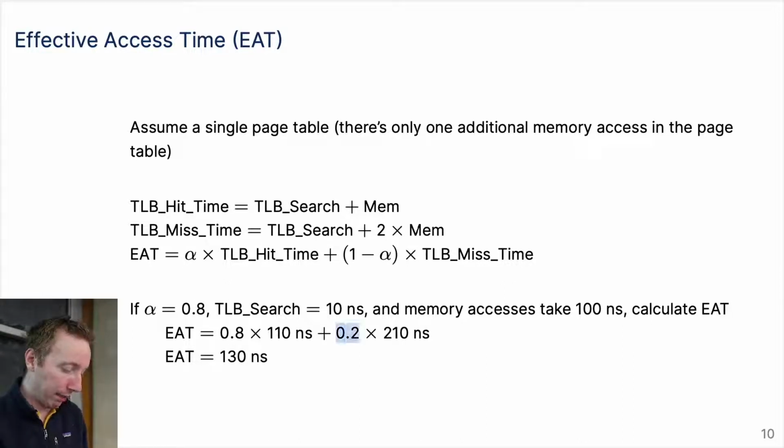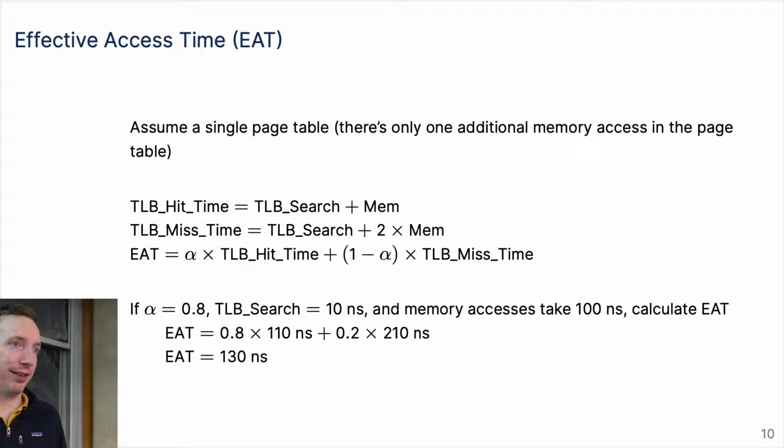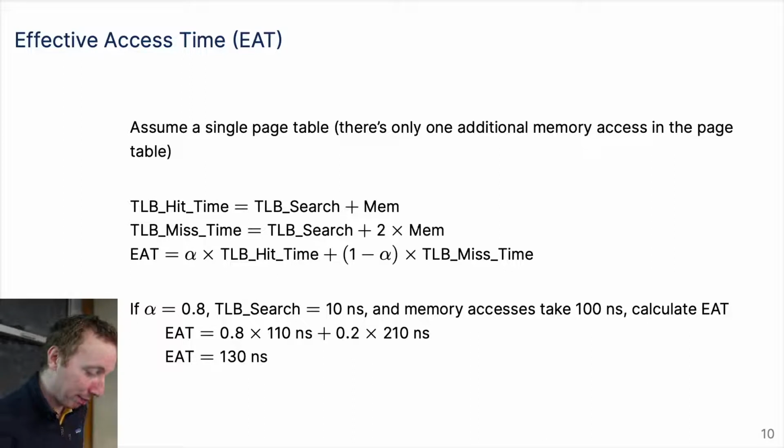And then for the miss, so 20% of the time, it would take that 10 nanoseconds plus 2 times the 100 nanoseconds for each memory access. So our effective access time would be 130 nanoseconds compared to if we were just accessing physical memory by itself, then it would take just 100 nanoseconds. So we essentially have about a 30% overhead for using virtual addresses in this case, which isn't too bad, but it is not free. But it's much better than the alternative if we didn't have caches at all.